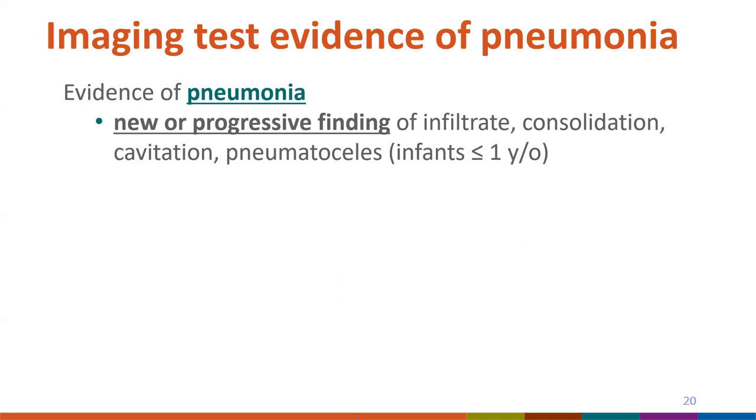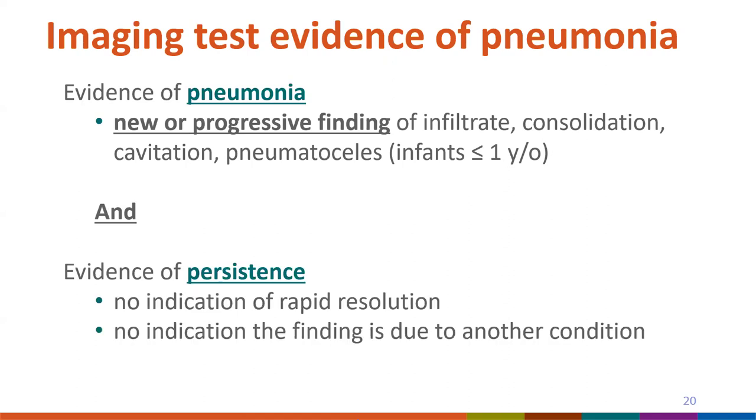Let's break down the imaging requirement. First, the eligible imaging findings around the time you are trying to meet a new definition must be new or progressive, and the eligible findings must be persistent. Pneumonia may have rapid onset and progression, but it does not resolve quickly. Rapid imaging resolution suggests that the patient does not have pneumonia, but rather a non-infectious process such as atelectasis or congestive heart failure.